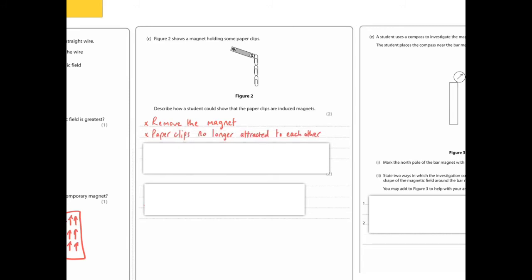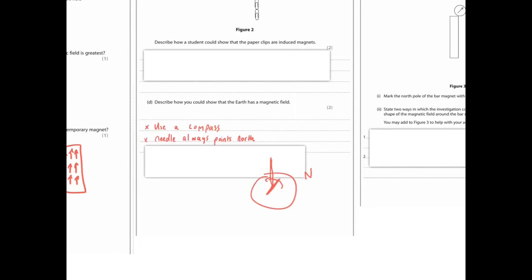attract each other. Describe how you could show that the Earth has a magnetic field. You could just use a compass, or basically you want a magnet which is able to turn freely. And what will happen is, for example, you could either place a magnetized pin on water, or you can hold it to a piece of thread, and it should turn to align with the Earth's magnetic north pole. So use a compass, the needle always points north.